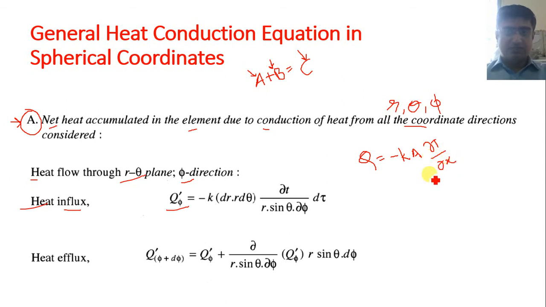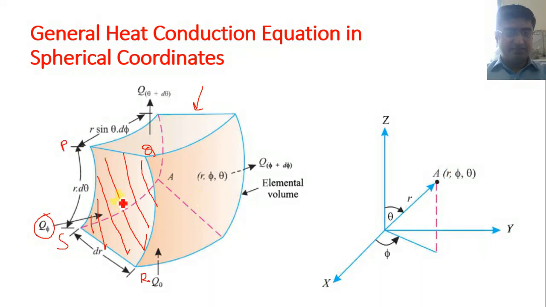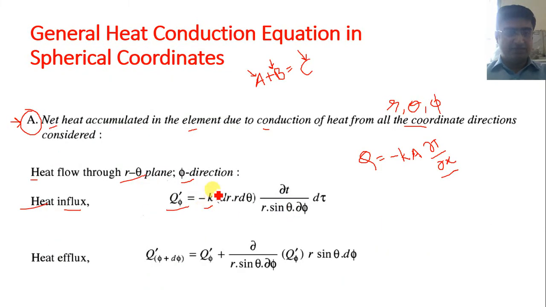In the Fourier equation, k is the thermal conductivity of the material, and A is the heat transfer area, the area perpendicular to the direction of flow of heat. Del T is the change of temperature, and delta x is the thickness of the material in which the heat is flowing. The conductivity is k, and the minus sign indicates that the temperature is decreasing.